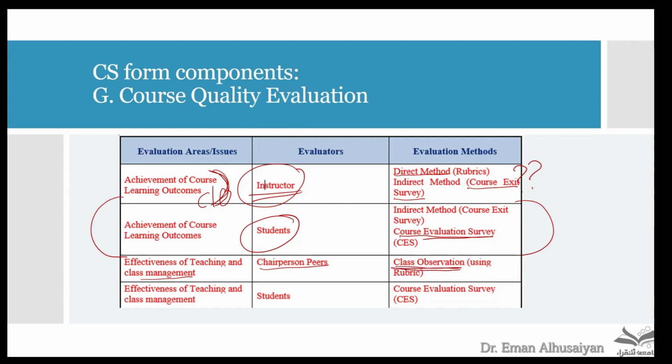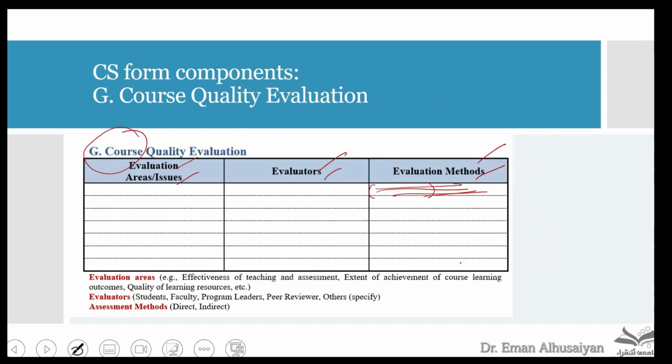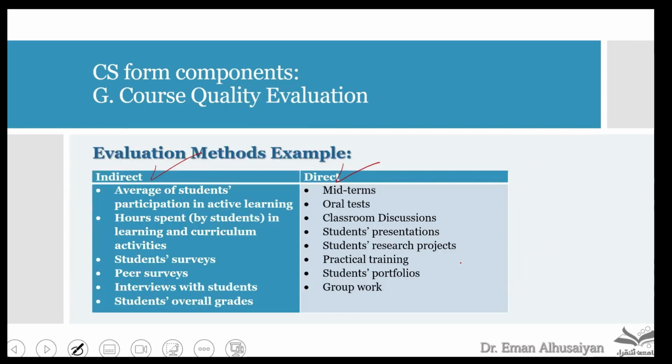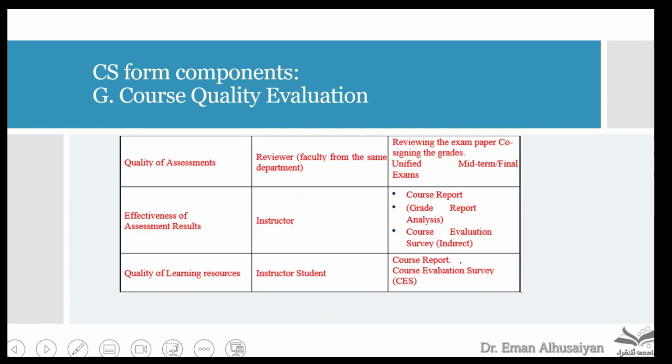This is done by class observation, and we don't have this, I guess, here. We don't have peer visits. I don't visit any of my colleagues to help evaluate her course. But again, these are only examples of how you can fill in this part: the evaluation areas, who is doing the evaluation, and how the evaluation is done. Again, these are examples. I will provide you with these examples just to exemplify, if you want to use them in your course specification.